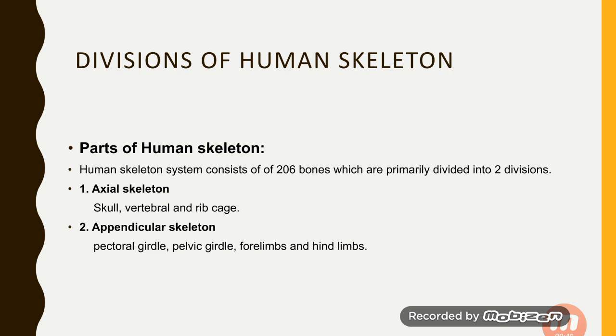The parts of the axial skeleton are skull, vertebral column and the rib cage. And the parts of the appendicular skeleton are pectoral girdle and pelvic girdle, which are also known as the forelimbs and the hind limbs.